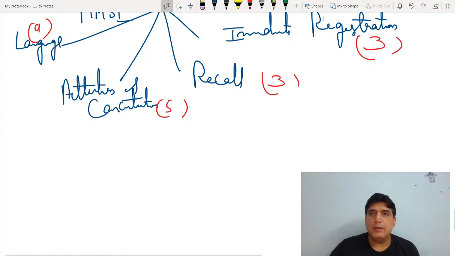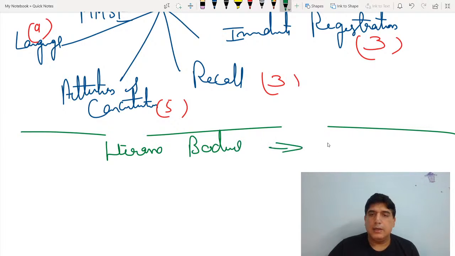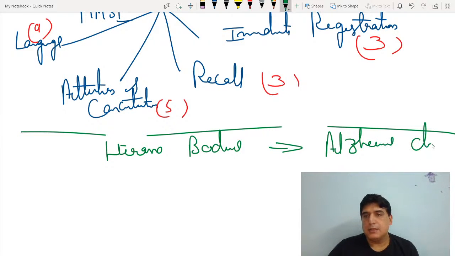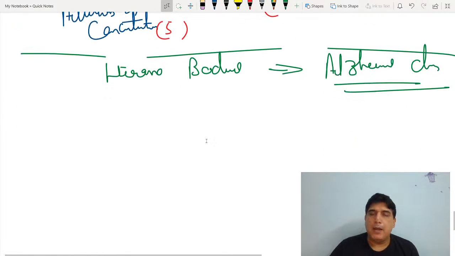Apart from that, we have Hirano bodies, that also we have in Alzheimer disease. That MCQ can be asked.